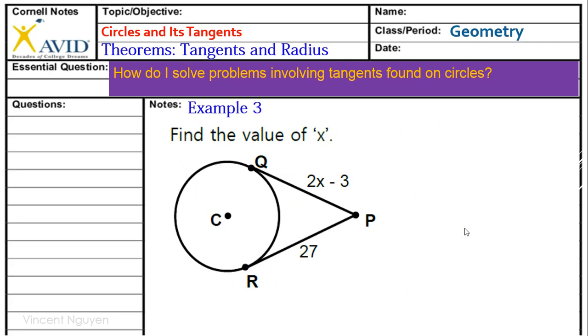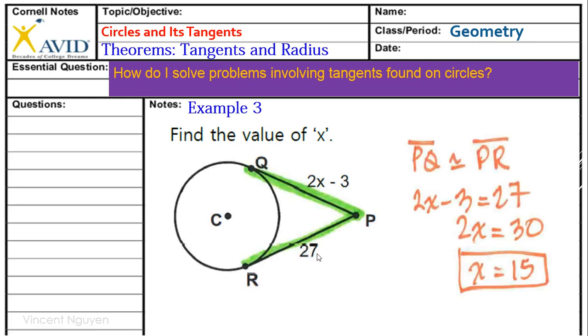Next one. Oh, is this the same one that we just did? Okay, the two pieces are equal to each other, so we set them equal, and then we solve. So add 3 to 27 to get 30, and then divide by 2 to get 15. So x is 15. And yeah, that was a simple one.